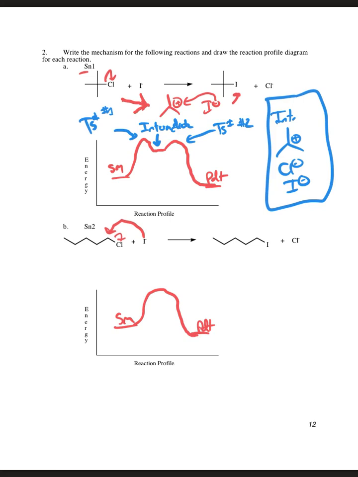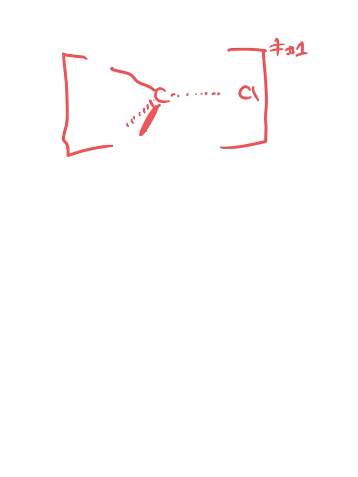So this is going to be our transition state for the reaction. So what's going on in that transition state? We have this carbon-chlorine bond lengthening out. So as this is happening, we have the transition state for number 1, the first transition state, where the carbon-chlorine bond is lengthening out.